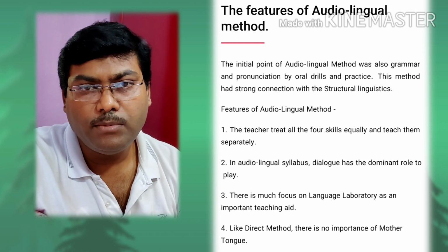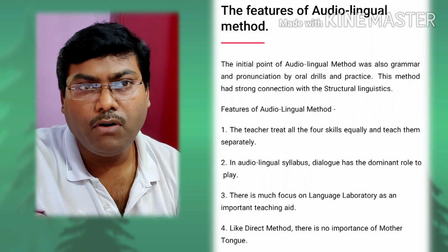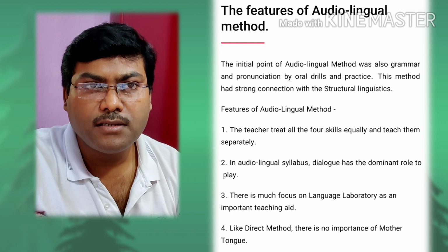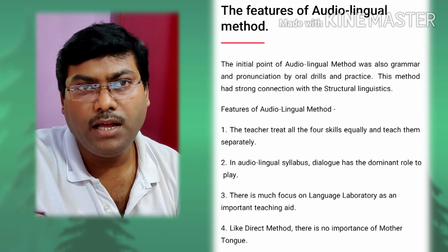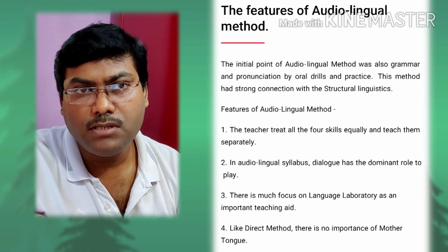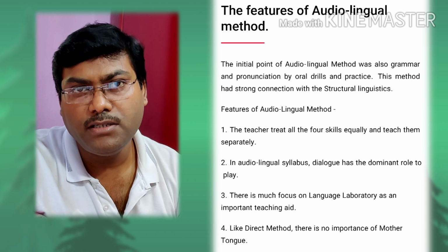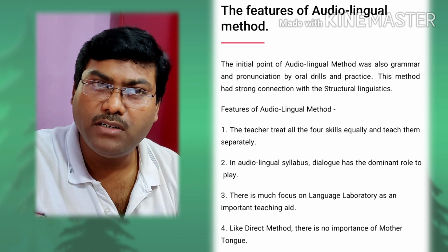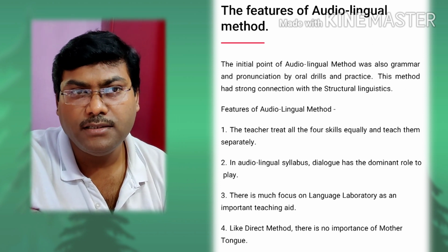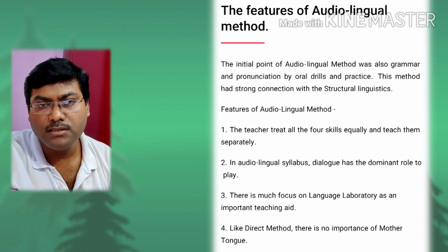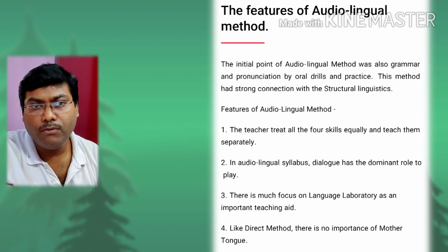Now I'm going to tell you about the features. What are the main features of the audiolingual method? Number 1, the teacher treats all 4 skills equally and teaches them separately. Number 2, in the audiolingual syllabus, dialogues have the dominant role to play. Number 3, there is much focus on the language laboratory as an important teaching aid. Number 4, like the direct method, there is no importance of mother tongue. So these are the 4 main features of the audiolingual method.